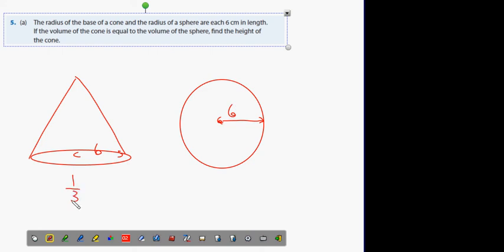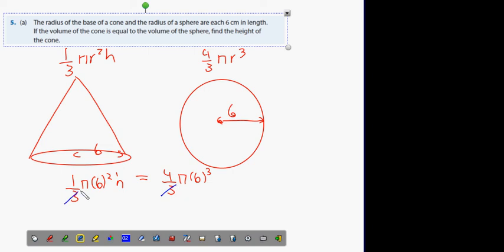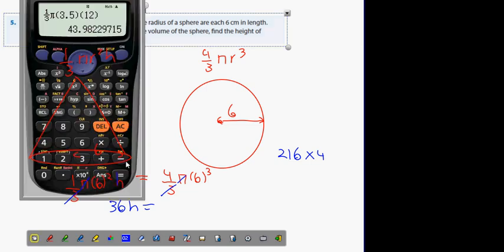So the volume of a cone is 1/3 pi r squared h. Volume of a sphere is 4/3 pi r cubed. So what we're going to get is 1/3 multiplied by pi multiplied by 6 squared multiplied by h, and that equals 4/3 pi multiplied by 6 cubed. Now look at both sides. They're both divided by 3, so we can cancel the 3's. They're both being multiplied by pi, so we can cancel the pi. So on this side we have 6 squared multiplied by h. 6 squared is 36h. On this side we have 6 cubed, which is 216, multiplied by 4. So what we need to do is put in 216 multiplied by 4.